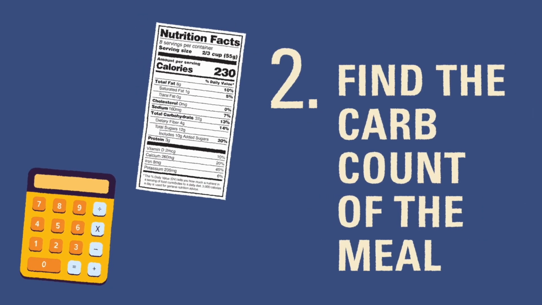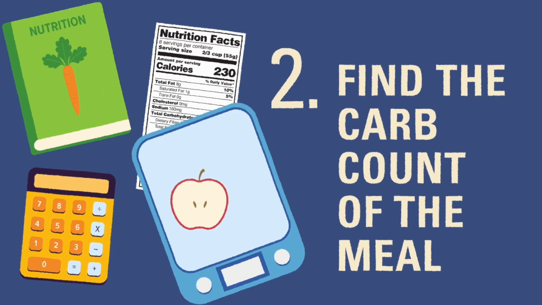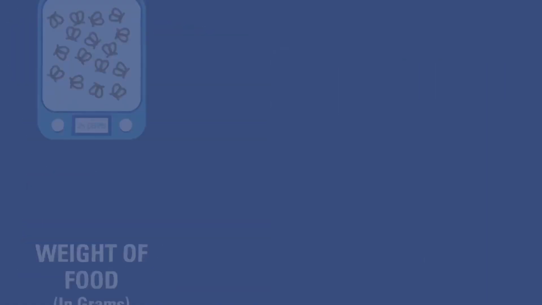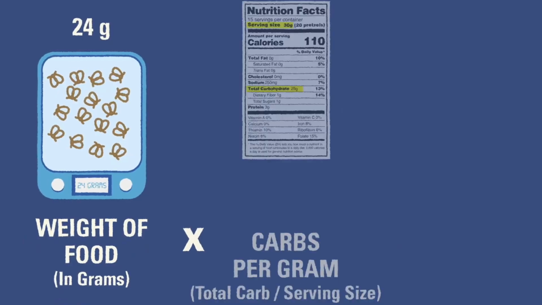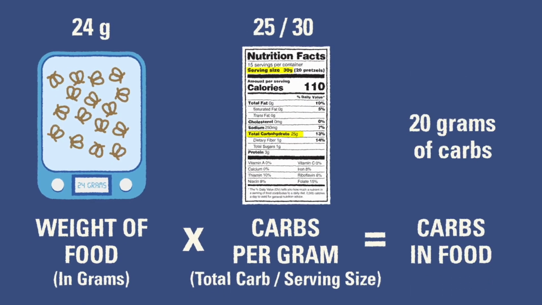2. Calculate the amount of carbs in the meal using the nutrition facts or by weighing the food with a scale and consulting a nutrition book or carb counting website with the weight of the food. Multiply the weight of the food in grams by the amount of carbs per gram of the food item to get the amount of carbs in the meal.